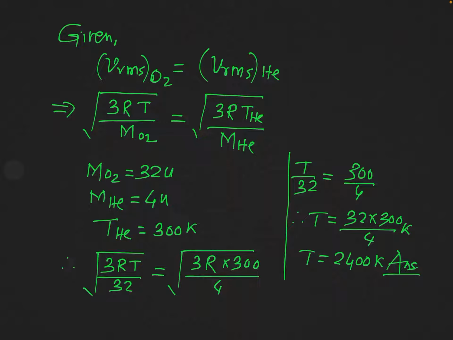So this is your answer, that if oxygen gas will be at 2400 Kelvin temperature, then the RMS speed of molecules of oxygen will be same as that of the RMS speed of molecules of helium at temperature 300 Kelvin. So you can see this problem is very simple but very important. You can see that such type of questions has been asked in a very standard examination of India, and that is IIT JAM. So you must go through such problems.